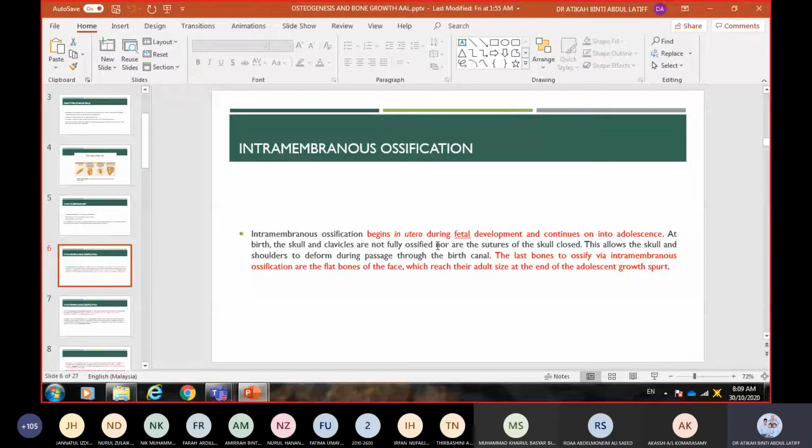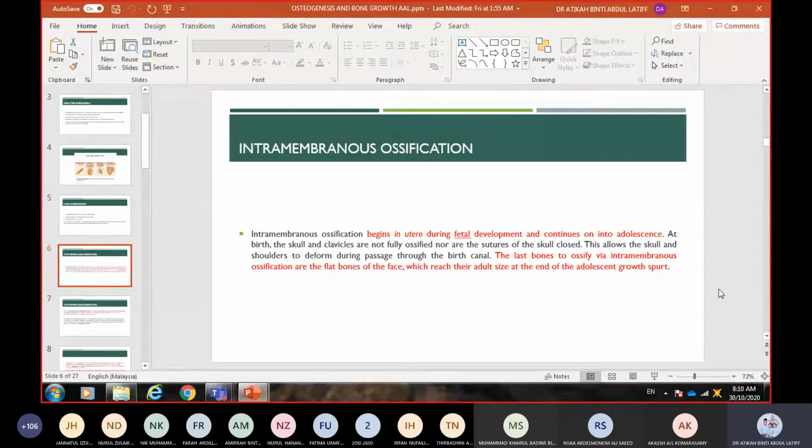Okay, so intramembranous ossification is between the skull sutures, or between the bones of the skull, and it helps the sutures to close and ossify the flat bones of the face. Intramembranous ossification only stops at the end of adolescence, because the skull still keeps growing until the end of adolescence, where they stop growing, and that's when intramembranous ossification stops.